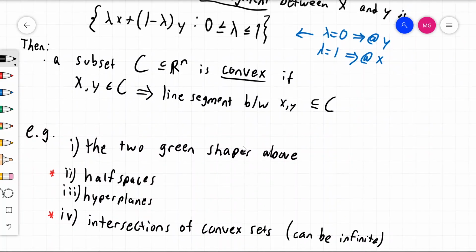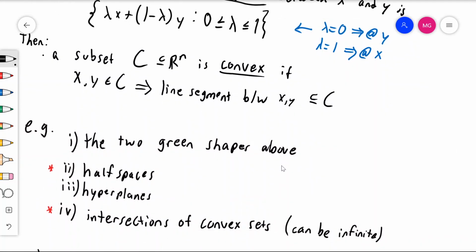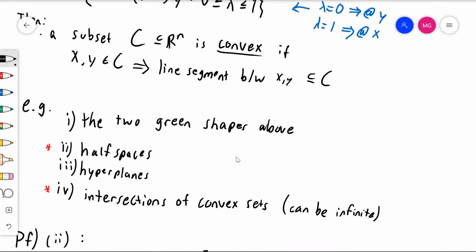Okay, so here's some examples of convex sets. The 2 green shapes above, those are both convex. And the other things that are convex are half-spaces and hyperplanes.